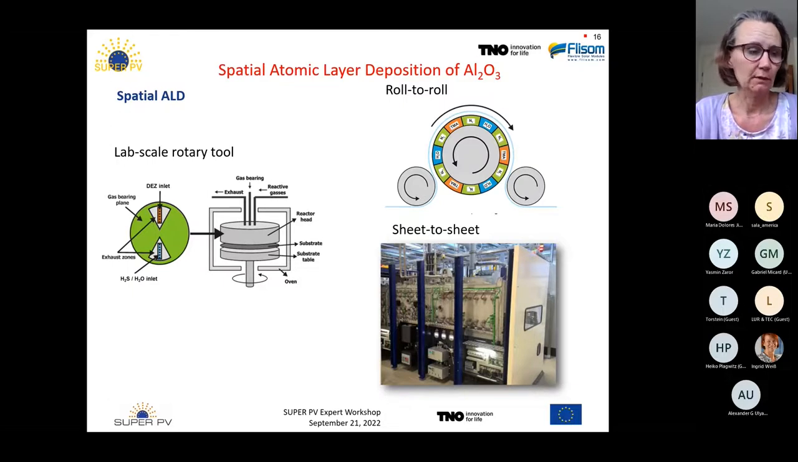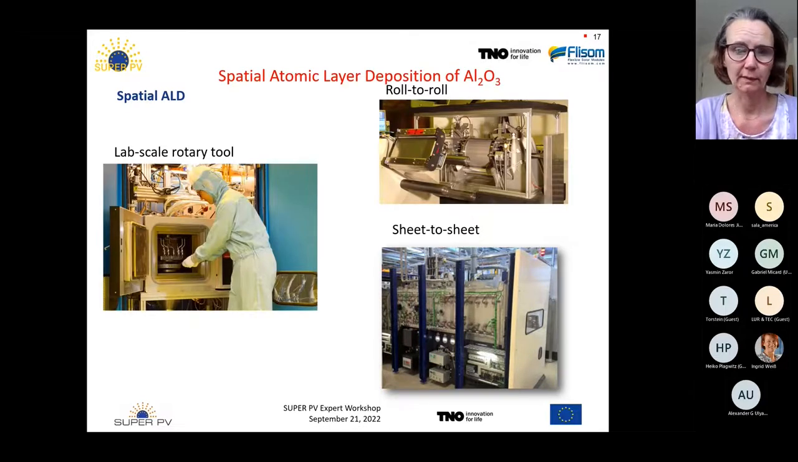The method that I explained in the previous slide can also be implemented. It was in a horizontal way, in a flat way, so to say, but it can also be implemented in a drum, as can be seen here on the top right. The drum rotates counterclockwise and the foil rotates over it clockwise. And by setting the speeds, the thickness of the deposited layer can be determined. The other images show other spatial ALD tools that we used in this project. On the left, a lab scale rotary tool, and on the right, a sheet-to-sheet tool. And here again, the same tools, but in real-life pictures and not in schematics.